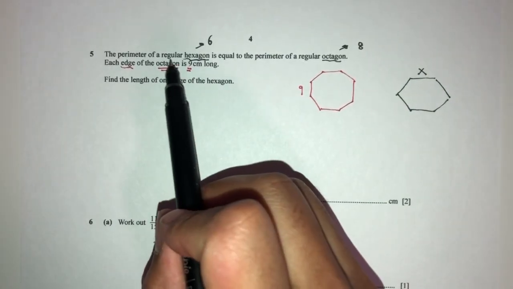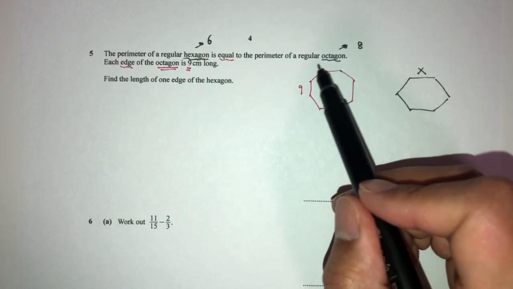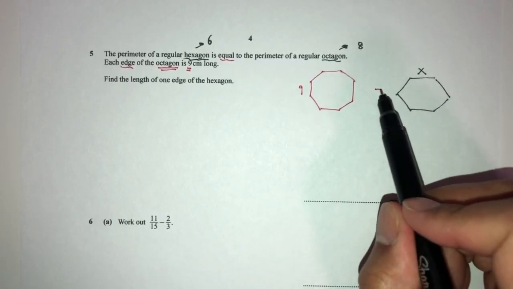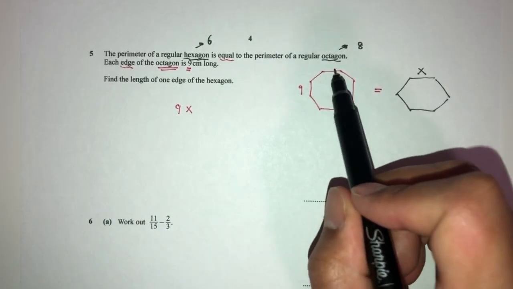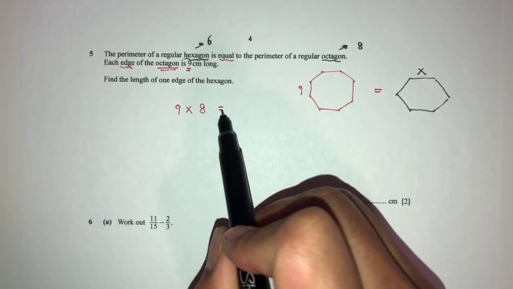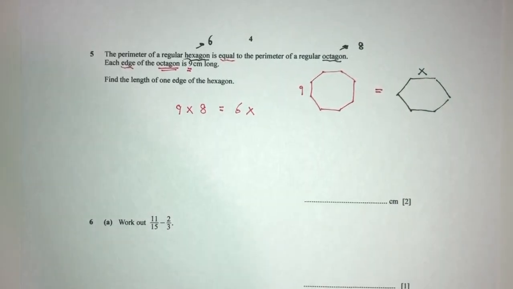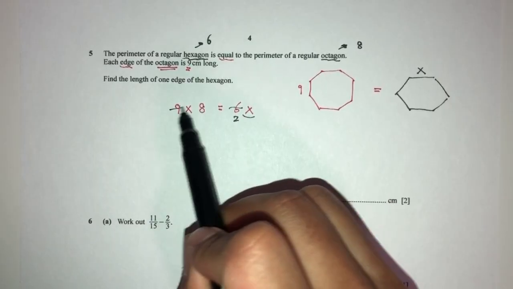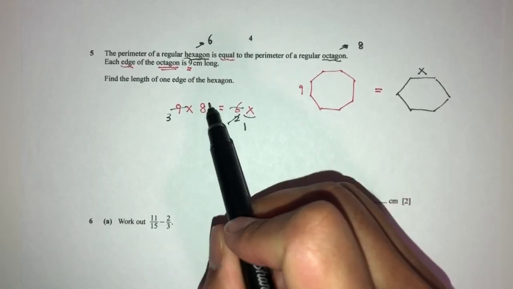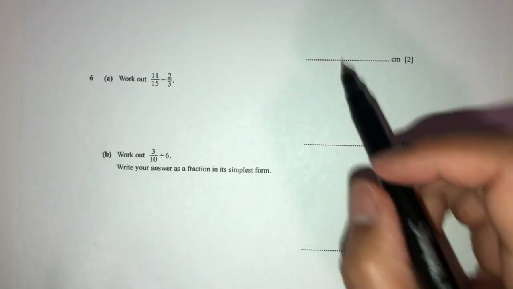So we know that these two have equal perimeters, which means the distance around this one should be equal to the distance around this one. So 9 times 8, right? It should be equal to what? This is 6x. Obviously we have to solve for the value of x. We can divide both sides by 3. You'll have 2 here. That'll become 3 here. Divide by 2. You'll have 4 here. So x will be a value of 12. So x will be 12 over here.